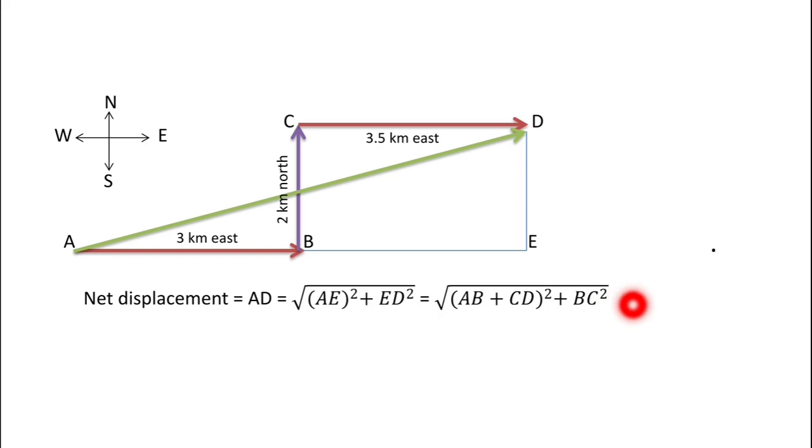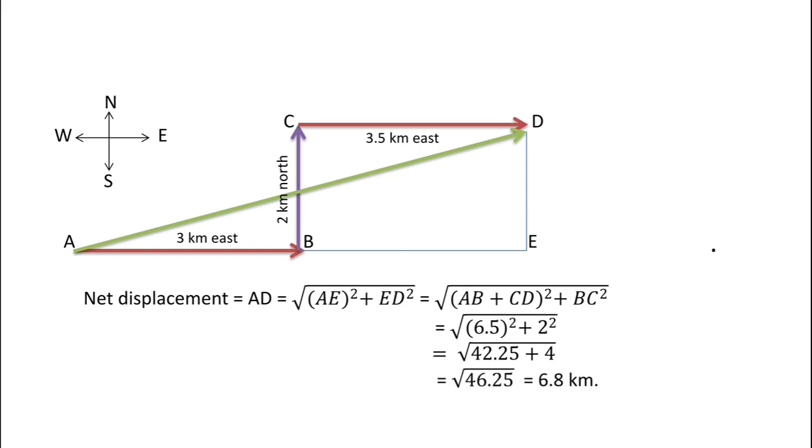Now let us put the values. So after putting values, we have square root of 6.5 square plus 2 square, because AB is equal to 3 and CD is equal to 3.5. So 3 plus 3.5 comes out to be 6.5 and BC is equal to 2. It can again be written as square root of 42.25 plus 4, which comes out to be square root of 46.25, which is equal to 6.8 kilometer. So we can say that the displacement of his motion is equal to 6.8 kilometer.